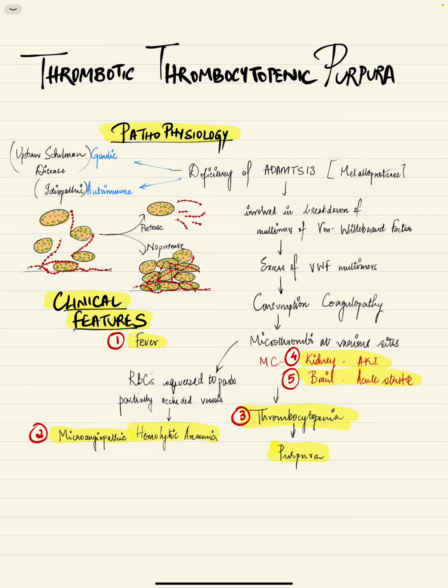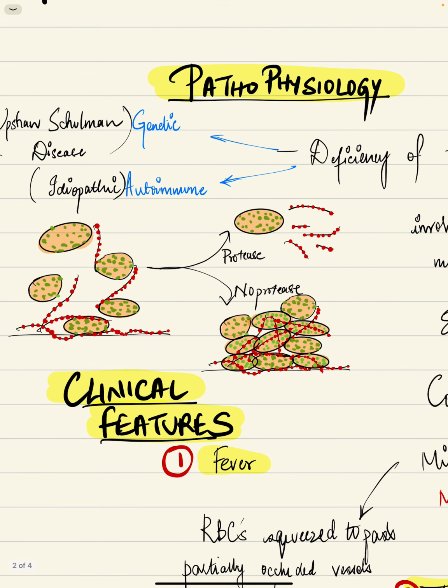Excess of these von Willebrand multimers aid the process of clotting by enhancing platelet adhesion as well as aggregation. So this will result in the formation of microthrombi at various sites, parallelly resulting in the consumption of platelets for the above said process. The same has been depicted in the diagram, which is shown here.